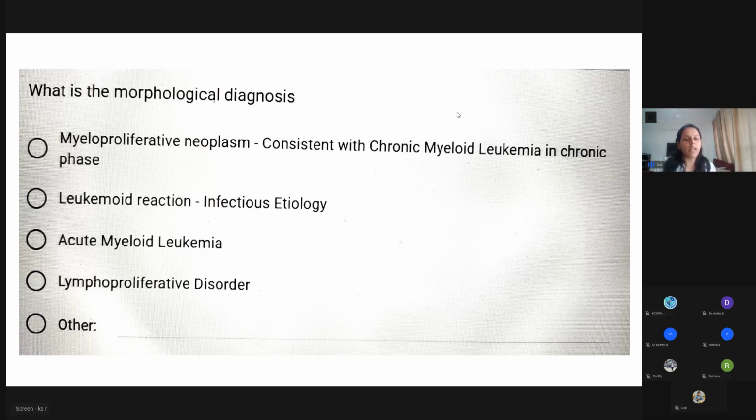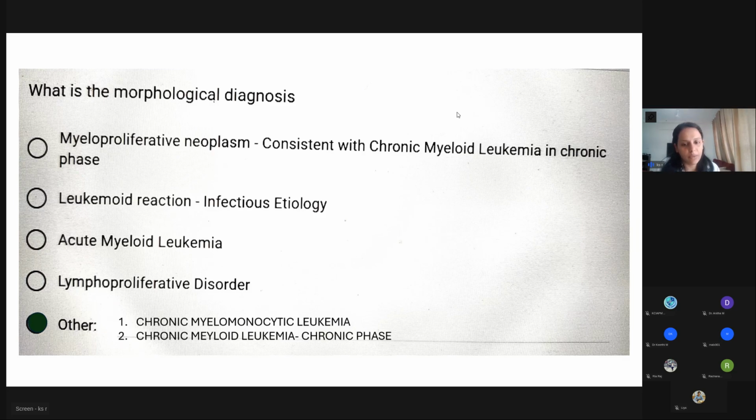For leukemoid reaction with infectious etiology, the neutrophils didn't show any toxic changes like vacuolation, cytoplasmic granules. So I have ruled it out. Acute myeloid leukemia, then again the blast population is less. Lymphoproliferative disorder, the DC didn't suggest so. So I have come with chronic myelomonocytic leukemia as my first differential diagnosis, and second, the best contender, is chronic myeloid leukemia in chronic phase.